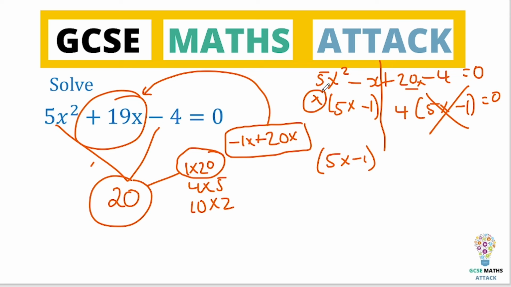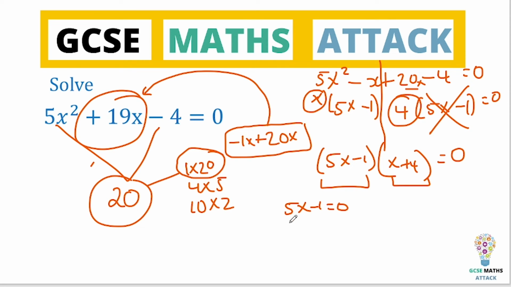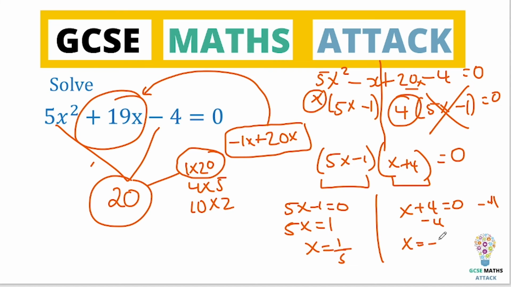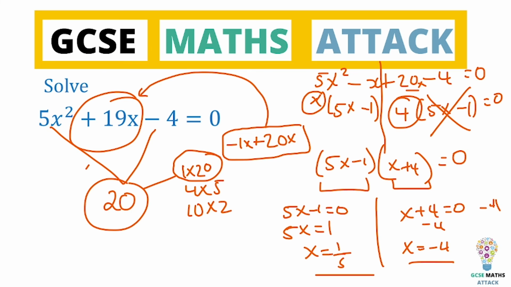And then I'm going to get this one and this one, and I'm going to join them up. So that's x plus 4 equals 0. I'm going to equate this to 0 and this to 0 separately. So 5x minus 1 equals 0. 5x is equal to 1. X is equal to 1/5. With the other one, I have x plus 4 equals 0, minus 4, minus 4. So I'm left with x is equal to negative 4. So here are my two solutions to my equation.